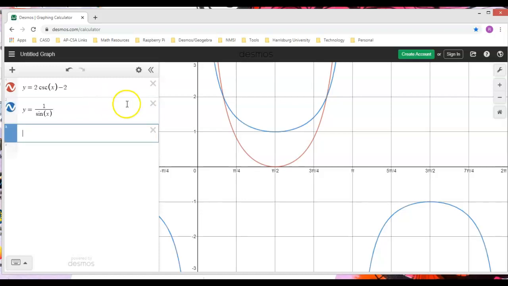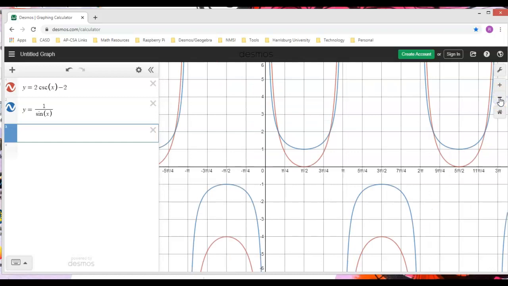And I press enter. Now if you'd like to see more of this graph, if you use this minus sign here, that's going to zoom out for you, and you can see then clearly that the red, the 2 cosecant of x minus 2, is these alternating U shapes. Right here we have some vertical asymptotes at 2 pi, pi, 0, negative pi, and then for 1 over sine of x, you should recognize that as a reciprocal identity. So in this blue graph, we're graphing the cosecant of x. And that's the parent graph of cosecant of x. You see right there in the blue those alternating U shapes.